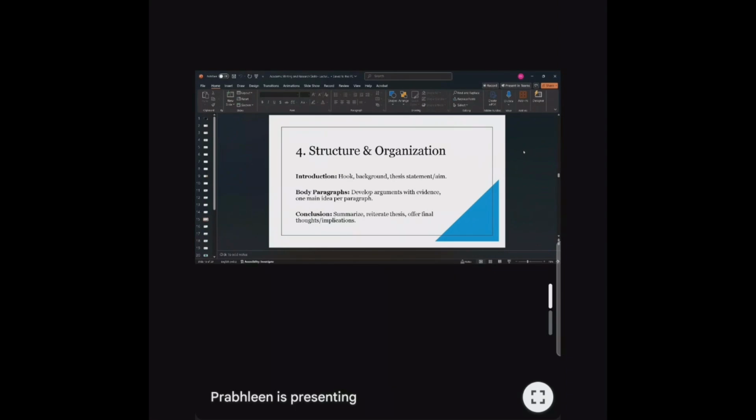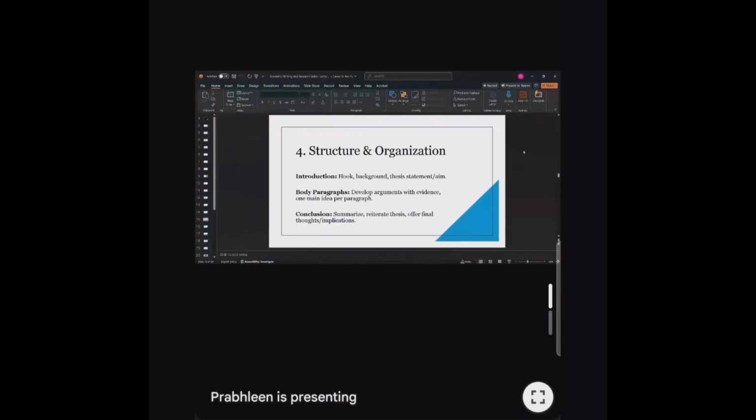And then structure. This is one of the important parts of a research paper. Everything has a structure. It has an introduction, it has a body, it has a conclusion. So there are three parts that we basically divide a research paper into. But when we move forward, we'll see what other parts are there.